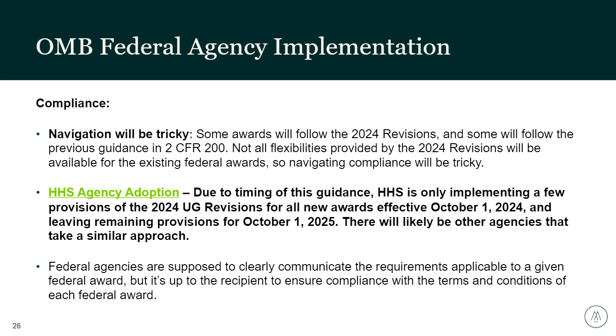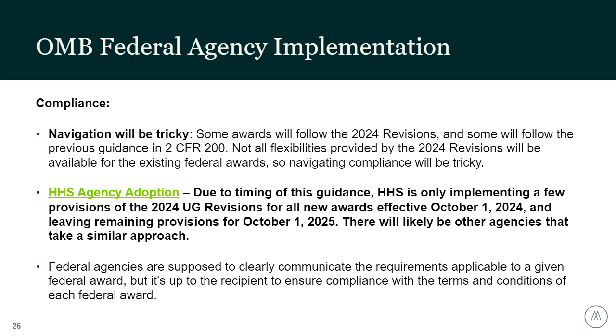One of the agencies is HHS, and when you get these slides, you can click on that green link, which shows what the Department of Health and Human Services is doing to adopt these guidelines. What they've said is that, because of the timing of those guidelines, and in accordance with their statutes, they want to go through a consultation process of adopting these changes. HHS is only implementing a few of the revisions of the 2024 Uniform Guidance for all of their new awards effective October 1st onwards, but they're leaving the remaining provisions of the Uniform Guidance to apply effective October 1st, 2025.